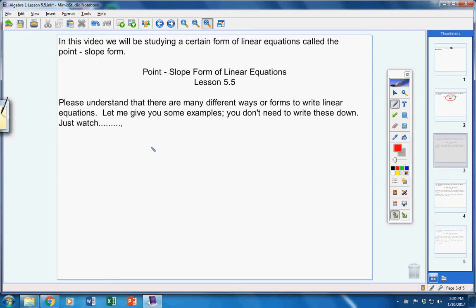Now, please understand that there are many different ways or forms to write linear equations. Let me give you some examples. You don't need to write these down, but just watch. Here is an equation. Now watch what I do to this.